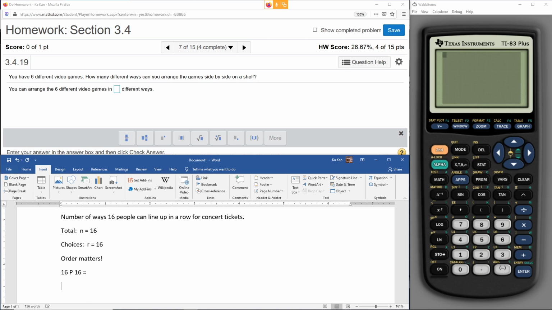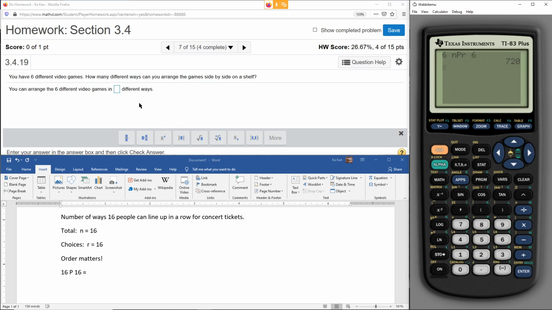So, 6 different video games. How many different ways can you arrange the games side by side? Does the order matter? Absolutely, because you have to arrange those games in different orders. So there will be 6P6. So let's try it. 6 games. You're picking all 6, just in different orders.